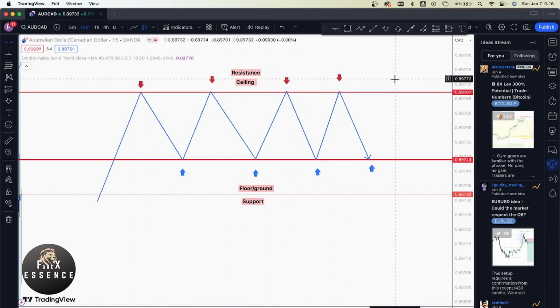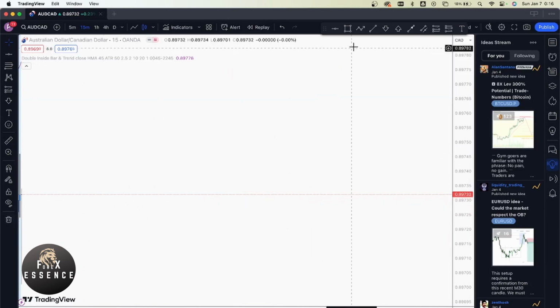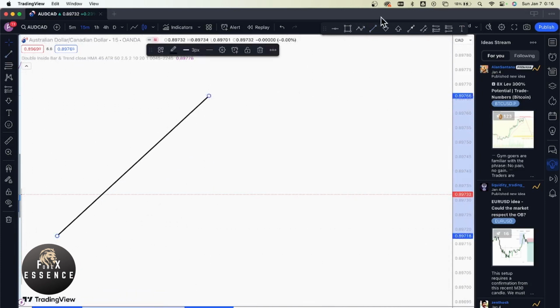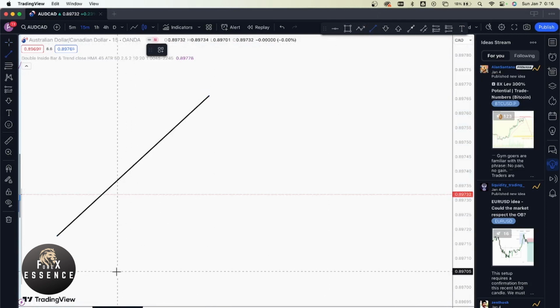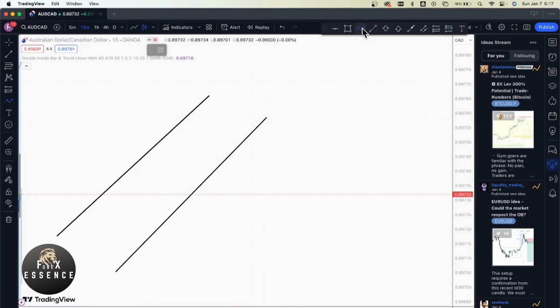Hope that's clear. Now I'm going to move on to the next example. This example is going to be more of a channel structure. Let me erase this and then I'll show you how that looks. This time you still have two parallel lines, but they are slanted a little bit towards the upward side.